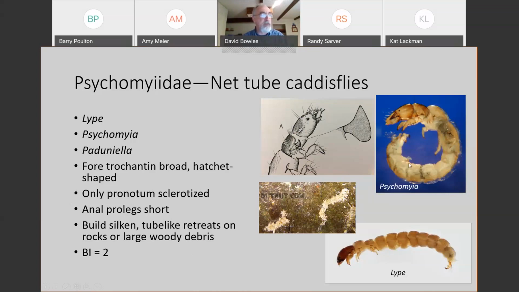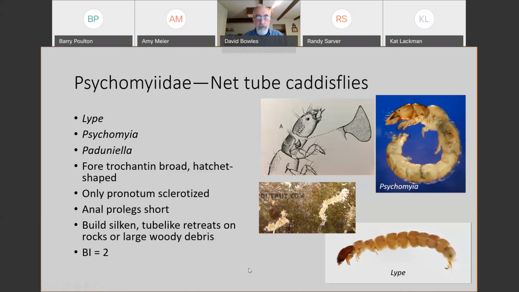One of the unique features of the Psychomyiids is that trochanter. Theirs is almost like a meat cleaver or hatchet shaped, and that will distinguish it from the next family we're going to talk about, the Polycentropodidae. But this is their general appearance. Only the pronotum is sclerotized. The mesonotum and metanotum are not sclerotized. They have a very roundish head capsule, but that trochanter is one of the distinguishing features of them. They have very short anal prolegs with fairly small anal claws.